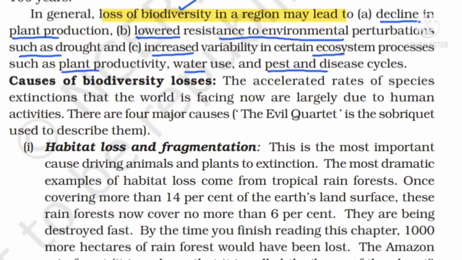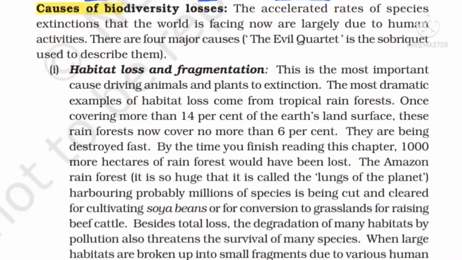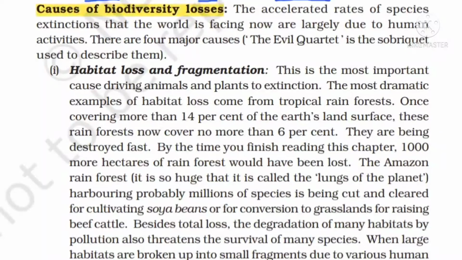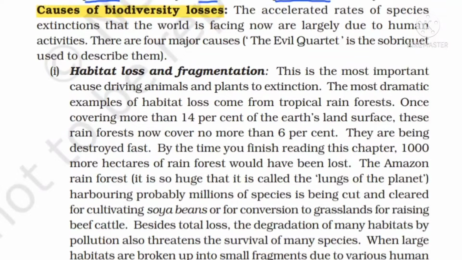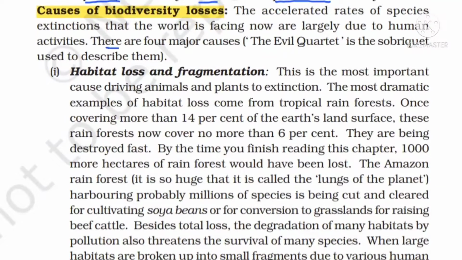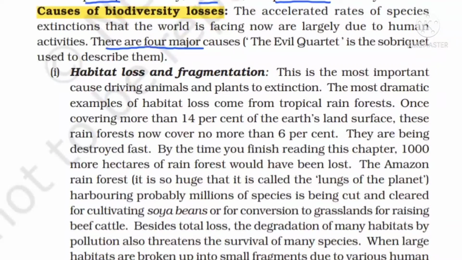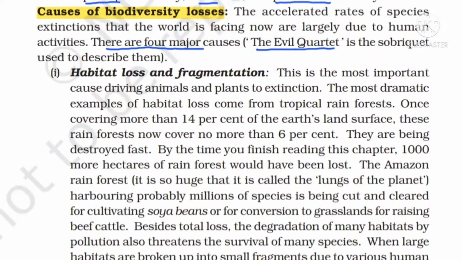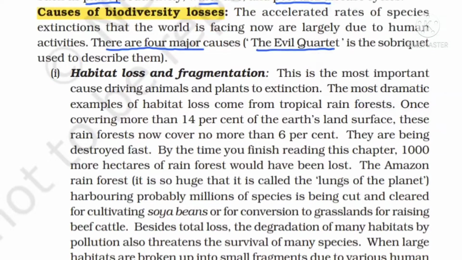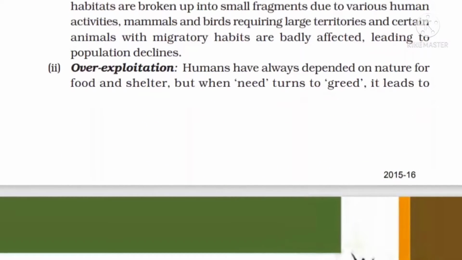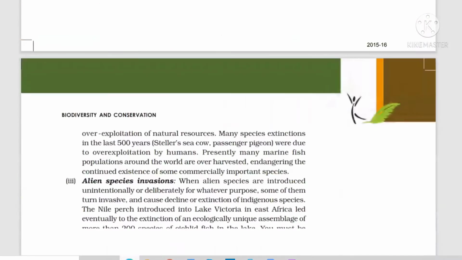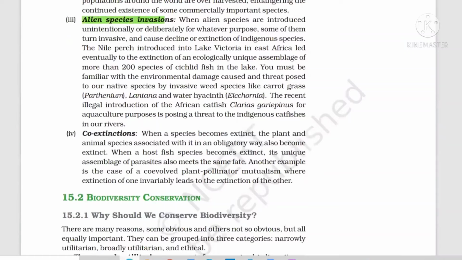Now the question comes to mind: what is the cause for the loss of biodiversity? We are finding there are losses going on and we want to know the cause. There are 4 major causes for the loss of biodiversity, also known as the evil quartet. First is habitat loss and fragmentation. Second is overexploitation. Clear, beta? Third is alien species invasion, and last is co-extinction. So these are the 4 major causes for the loss of biodiversity.